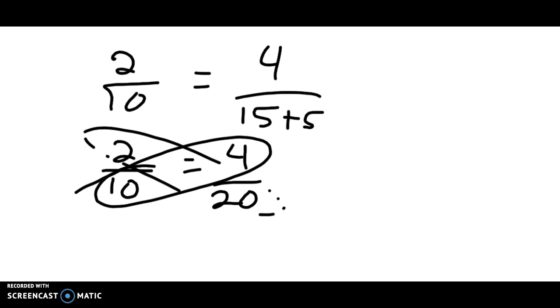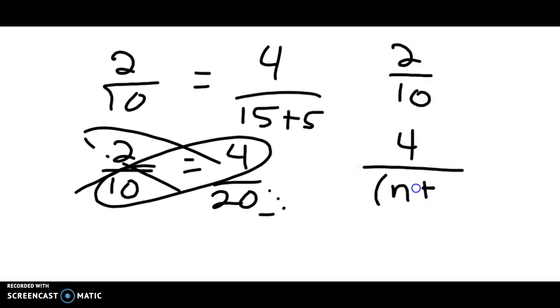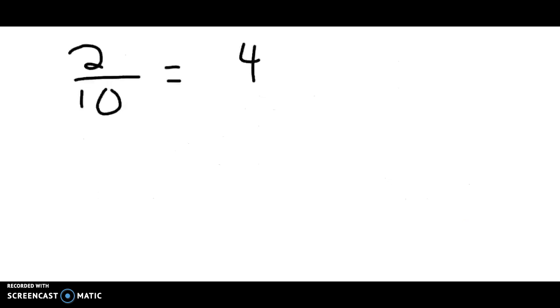On this one, if you put this in your graphing calculator, in y1 you could say 2 divided by 10. And in y2 you'd have to say 4 divided by, and you have to put the parentheses, otherwise it's not going to understand what you're doing. And remember, of course, the n has to be changed to an x. Okay, let's do number 3.